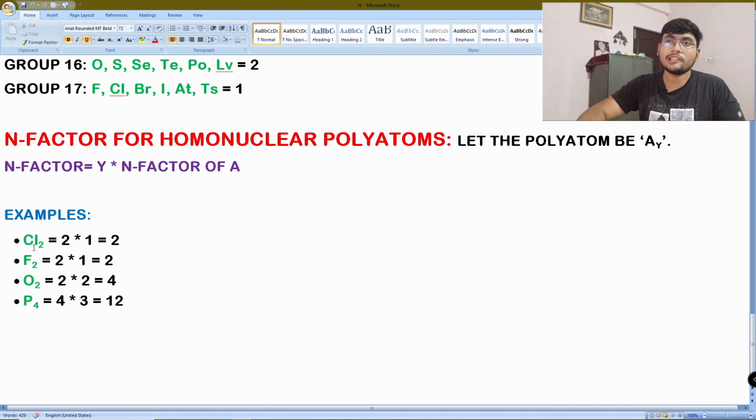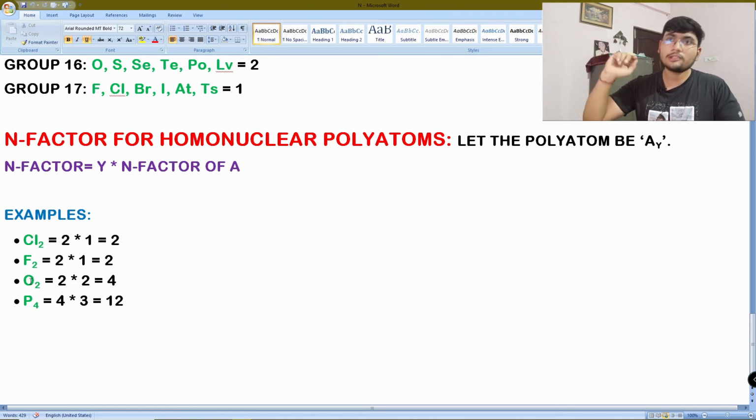Like you see in chlorine, Cl2. So basically the n factor of the chlorine atom is 1, right? Now how many atoms are involved in a molecule? 2, right? So the n factor of the chlorine molecule will be 2 into 1, right? So the n factor of chlorine will be 2. Now the same case goes with fluorine. The n factor of the fluorine atom is 1. Now 2 atoms are involved in a molecule, so the n factor will be 2 into 1, which is 2, all right? Now oxygen, the n factor of the oxygen atom is 2, right? And there are 2 atoms involved in a molecule, so the n factor will be 2 into 2, which is 4, right?